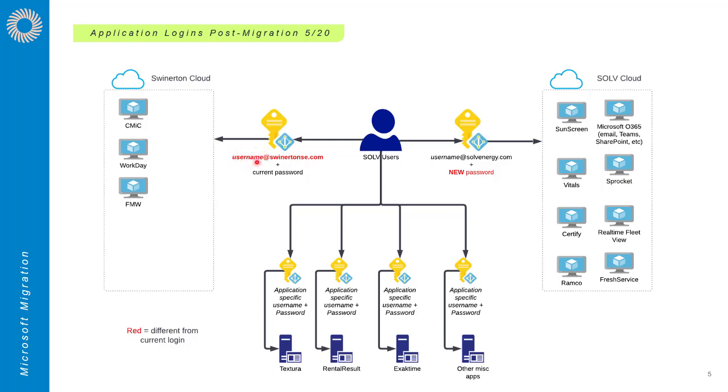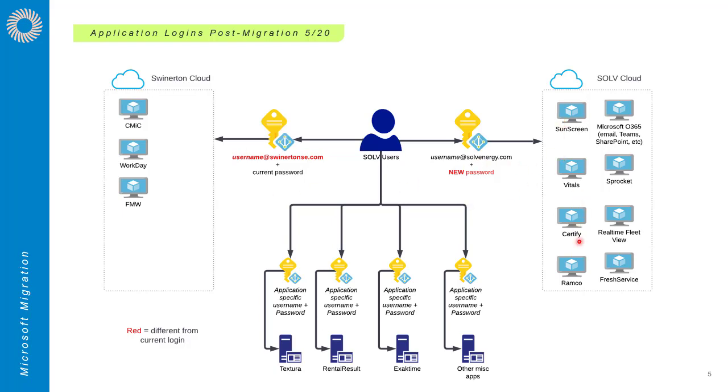So it's important to note that your username is typically one of two things. It's typically your first name dot last name or first initial last name. And so whatever you use today to log into CMIC, as far as the username part, the first half, it's going to be the same. So if you log in as your first name dot last name at solvenergy.com, then it's going to be first name dot last name at swinnertonse.com. So the only thing that's going to change is this last half. And then the password you use today to log into CMIC and Workday is still going to be that password. So the only thing that's changed is what's in red.